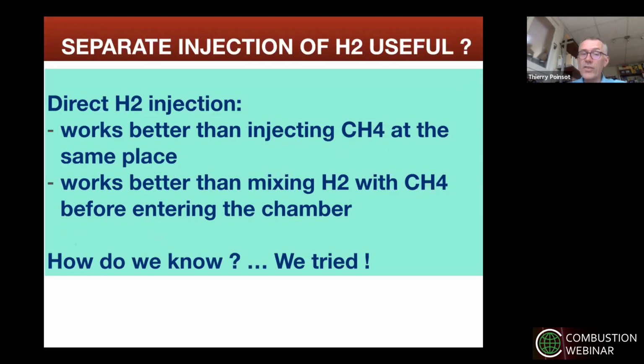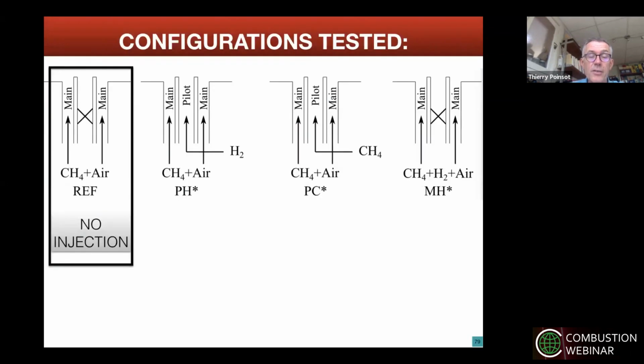Now, we know also that on this system, injecting H2 at the place we did works better than injecting methane at the same place. And again, for those of you who do kinetics, it's easy to understand. It's because H2 burns much faster. And even if you inject CH4 in the center of the device, CH4 is just too slow to help stabilization. It also works better than mixing H2 with CH4 before entering the chamber. We know it's like this because we tried. We tried this configuration here on the left, which was the reference case where you have no injection at all.